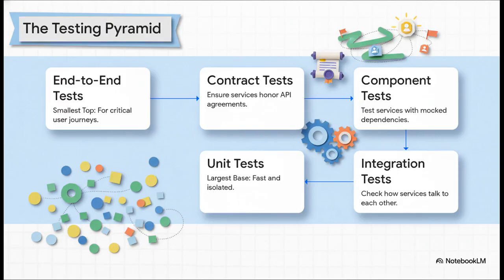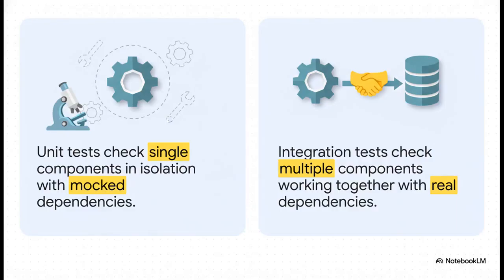And it is so important to be clear on the difference between the 2 main layers. A unit test works in a complete vacuum. It checks one function, and it fakes everything else: the database, the network, all of it. An integration test does the exact opposite. It checks how real components work together, like verifying if your code can actually write to and read from a real running database. Getting this distinction right is key.